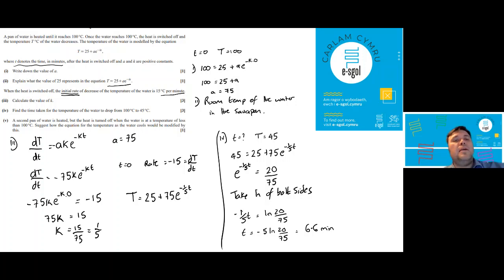So it would take the pan of water, when it was switched off, 6.6 minutes to go from 100 degrees C to 45 degrees C. And then the last question is part 5. A second pan of water is heated, but the heat is turned off when the water temperature is less than 100 degrees C. Suggest how the equation for the temperature the water cools would be modified by this.